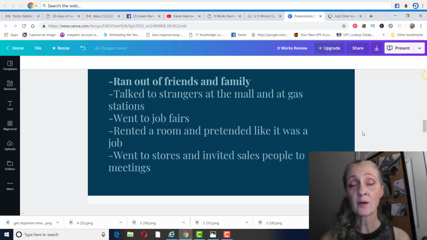Went to job fairs because we thought, okay, these people are out of work, so they're interested in joining a network marketing company. No, these people were interested in finding a job. And then we even rented a room and pretended it was a job interview because other people in the company were doing that and it was kind of working well for them. No, it didn't work. And I would go to stores and invite salespeople because those are the people that would be good at this, right? They said they were coming, they didn't show up, and I would just keep going back and talking to those people and inviting them again.